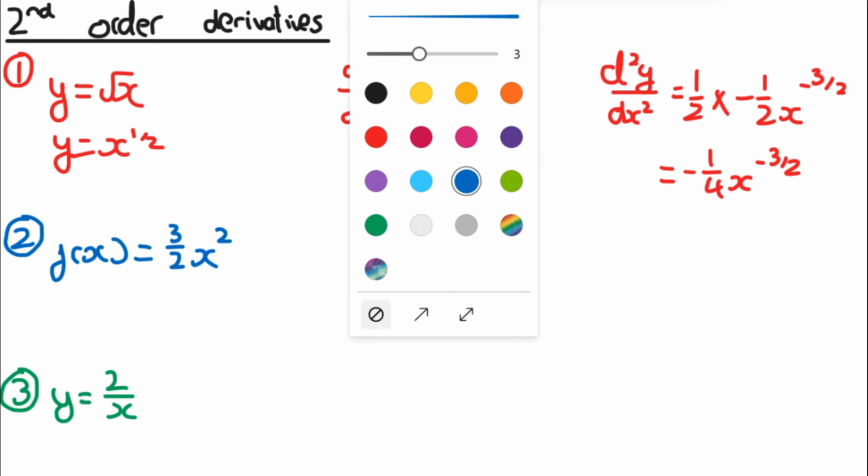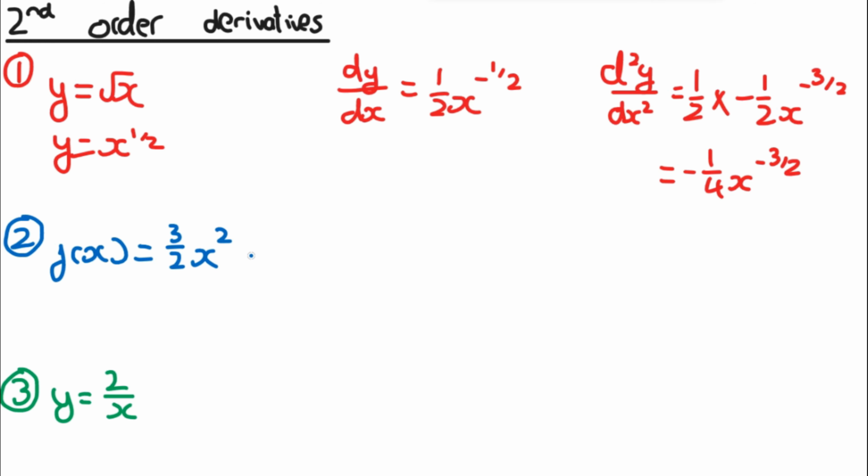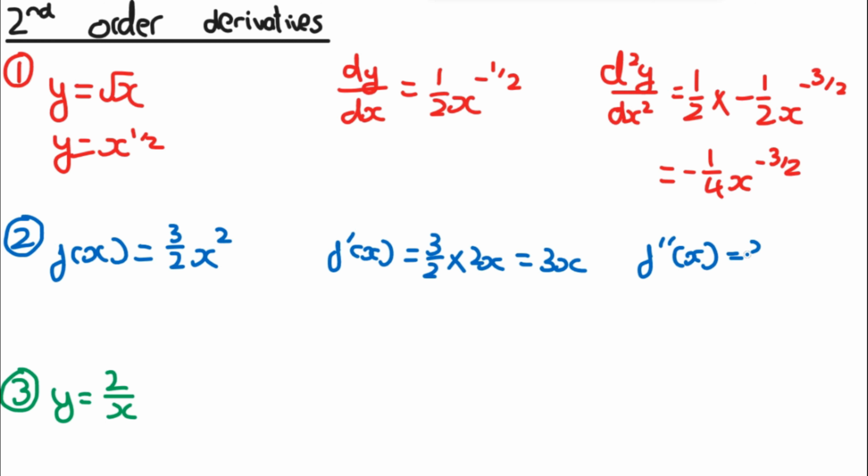The second example, f of x is equal to 3 over 2 x squared. So f dash of x is going to be equal to 3 over 2 times 2x, which is just going to be equal to 3x, and therefore f dash dash of x is just going to be equal to 3.